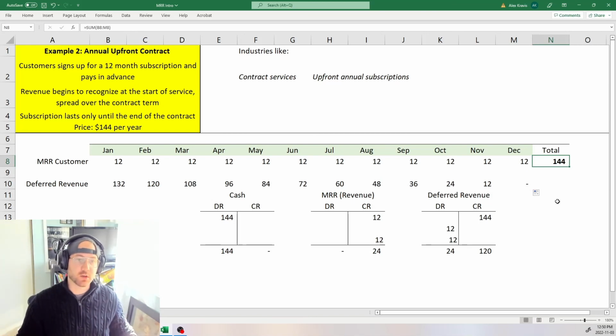Now the hope here is that the customer is going to renew for another 12 months. That's the idea, is that you're trying to get that customer to renew. You don't want them to churn and leave. But that's basically how you recognize this particular instance of an annual upfront contract.